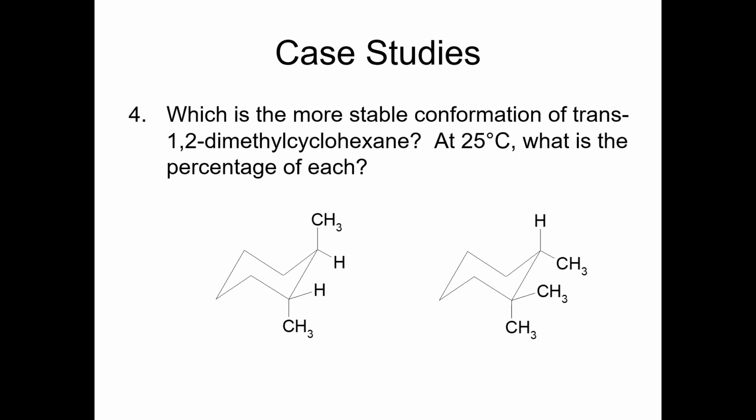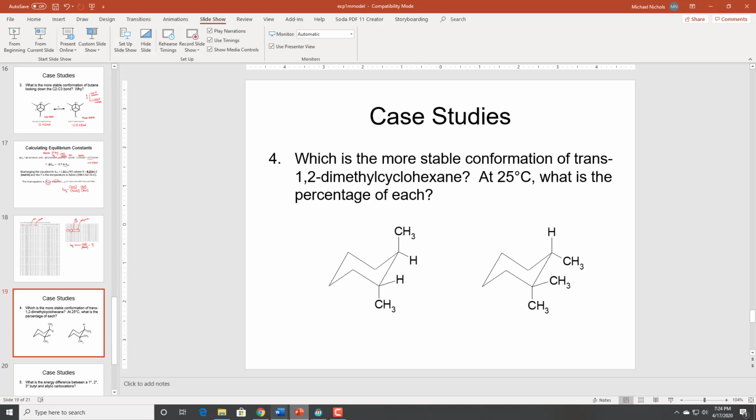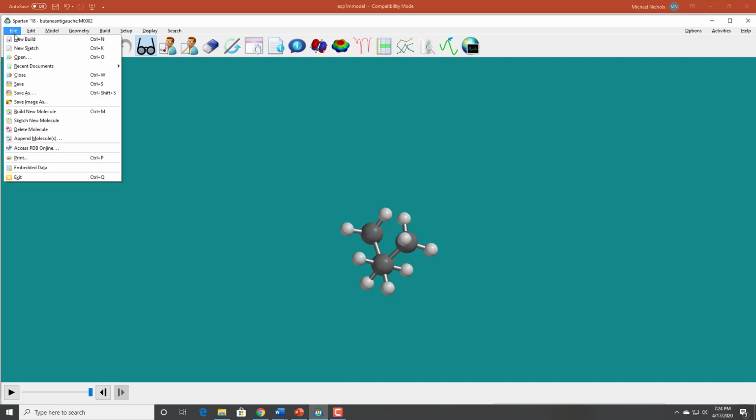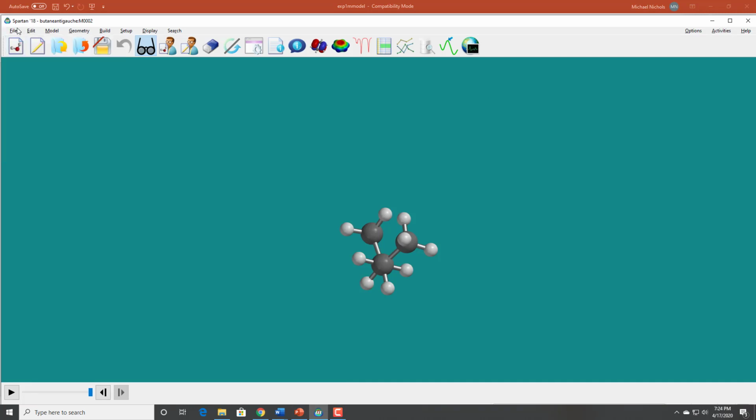If this was an exam question, like the upcoming final exam, and I said, which one of these two is more stable? Which one would you choose? Okay, now let's go back to our model. Let's go ahead and I'm going to save this, and I'm going to close it out. So let's now draw diaxial and diequatorial 1,2-dimethylcyclohexane.